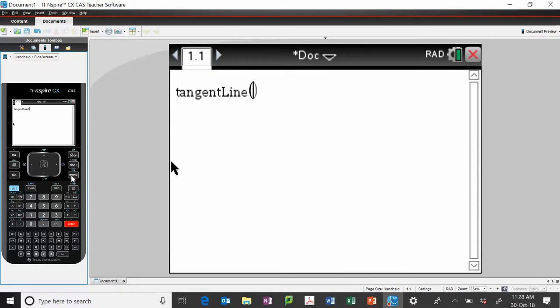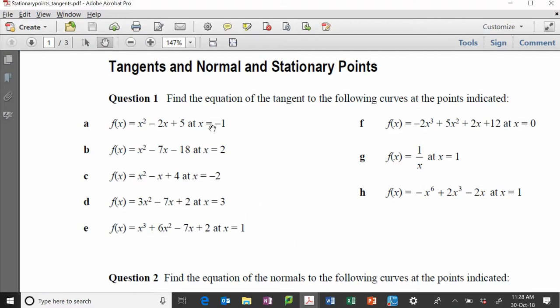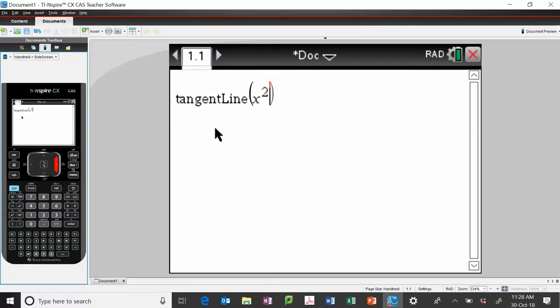What do you put in the brackets? First one is you're going to type in the equation. You don't need a y, you don't need anything. Just type in the equation, as an expression. It's x squared minus 2x plus 5. So here we go: x squared minus 2 times x plus 5. This is my curve.